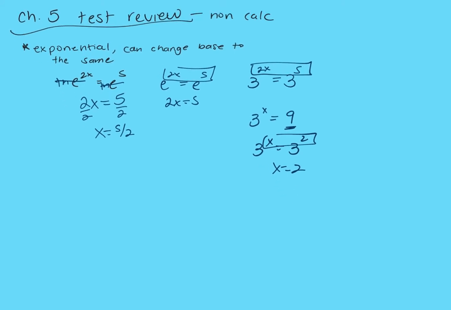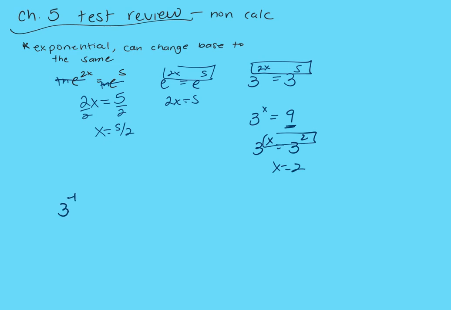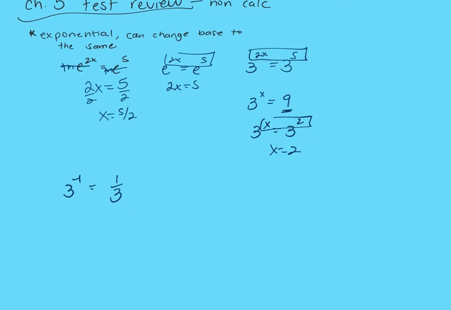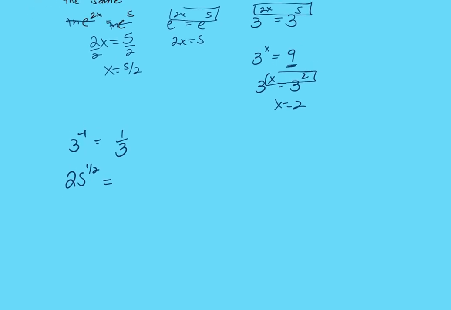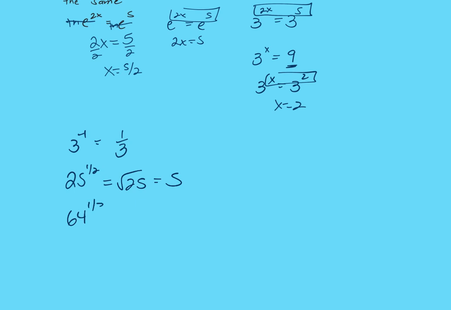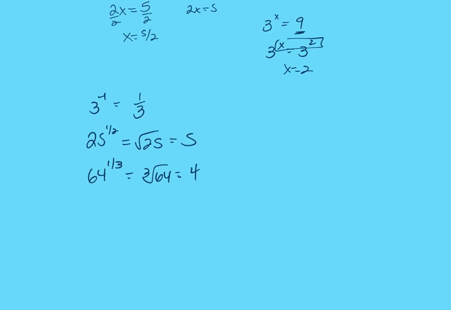Fractional exponents, so if it said something like 3 to the negative 1, you would want to know that that's 1/3. And then your 1/2, 1/3, that kind of stuff. So if it said 25 to the 1/2, that's the same thing as what? Square root of 25, which is 5. If it said 64 to the 1/3, I would want to know that's the cube root of 64, which is 4. So you want to know those basic things so that they don't get hung up. I'm not saying that all of them are going to be that basic, but you definitely want to know stuff like that. Then comes the mental math part.